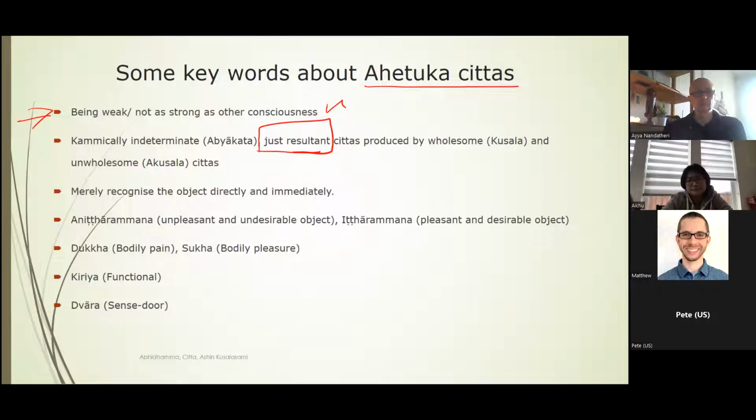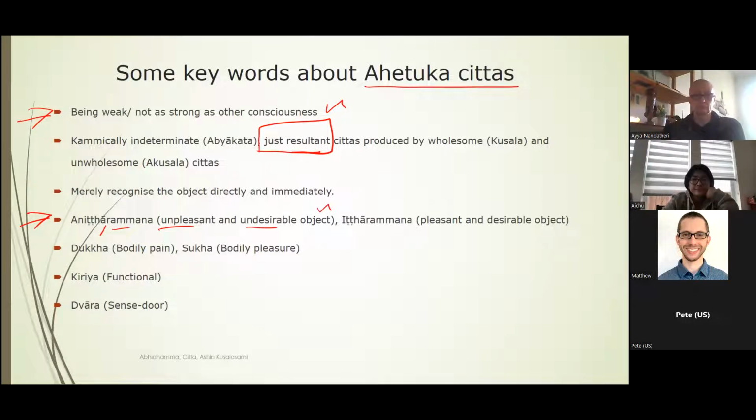And the function of these 18 Chetas is only to merely recognize the object directly and immediately. You will know later. And the next word is Anittharamana. The word Anittha means unpleasant or undesirable. Anittha. And Aramana here means object.